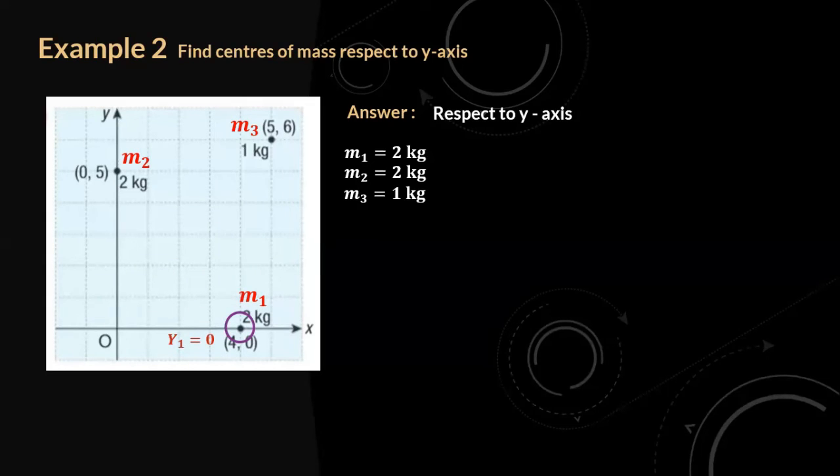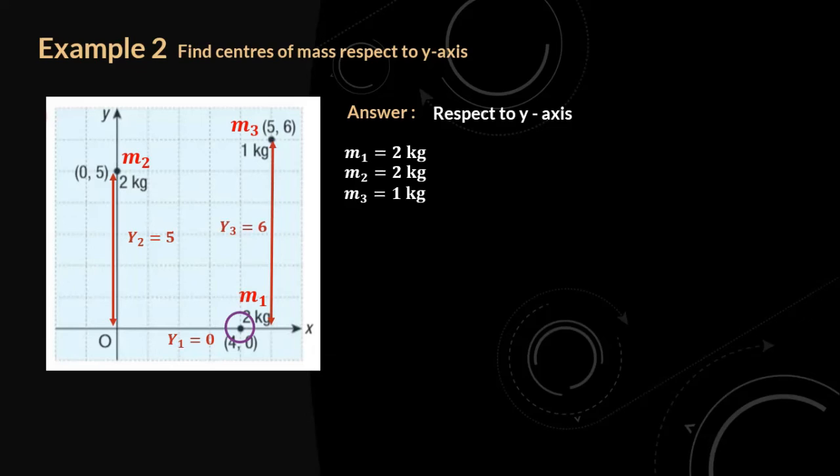Okay, students, what about M2? Yes, this is M2. How much distance did you find? Yes, correct. Y2 equals 5 units. Very good. Okay, students, what about M3? Yes, we found Y3 equals 6 units. The distance of object M3 on y-axis is 6 units.